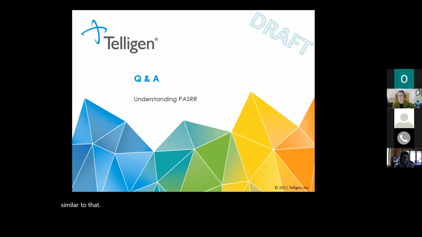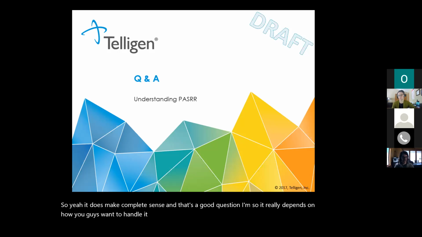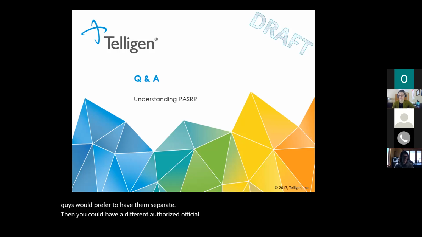Yep, it does make complete sense, and that's a good question. So it really depends on how you want to handle it. If you want to set up 1 authorized official, and then they provide us with all 3 organization NPIs, they can be the owner of all 3 of those. If you would prefer to have them separate, then you could have a different authorized official for each one. But it's really up to you.